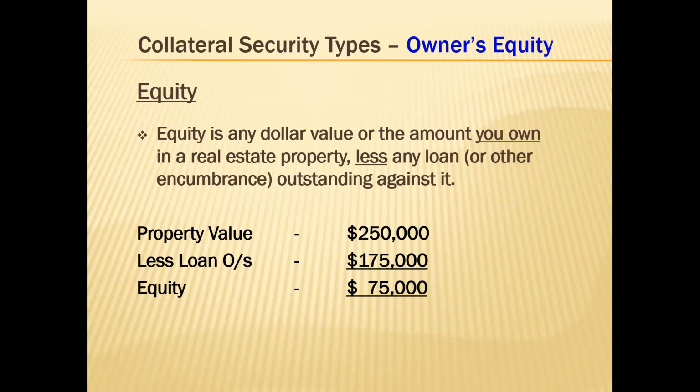The loan outstanding was $175,000. So we subtract that from the value, and his equity is $75,000. So his outright ownership in that property is $75,000. The bank owns $175,000. Said another way, since he owes the bank, the bank has a $175,000 interest in that property, and he has a $75,000 interest in the property.